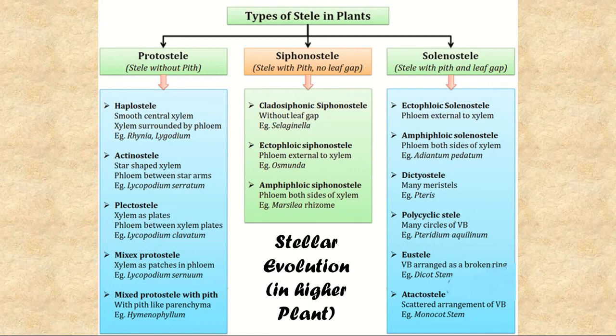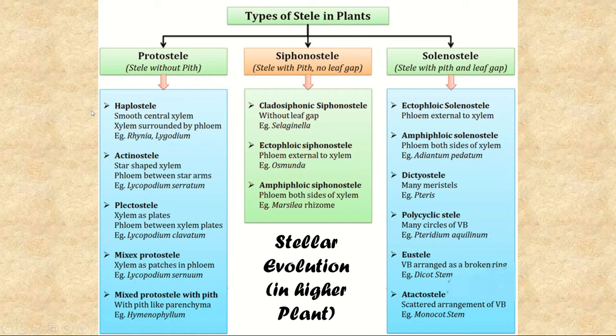And here is some chart form divided into the three types of stele: protostele, siphonostele and solenostele. Here, not in detail, only some points we can remember. This is haplostele, actinostele, plectostele, mixed protostele and mixed protostele with pith.